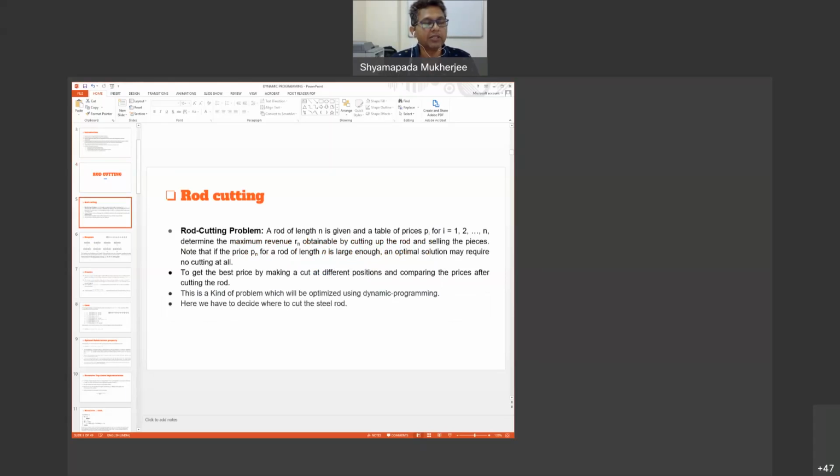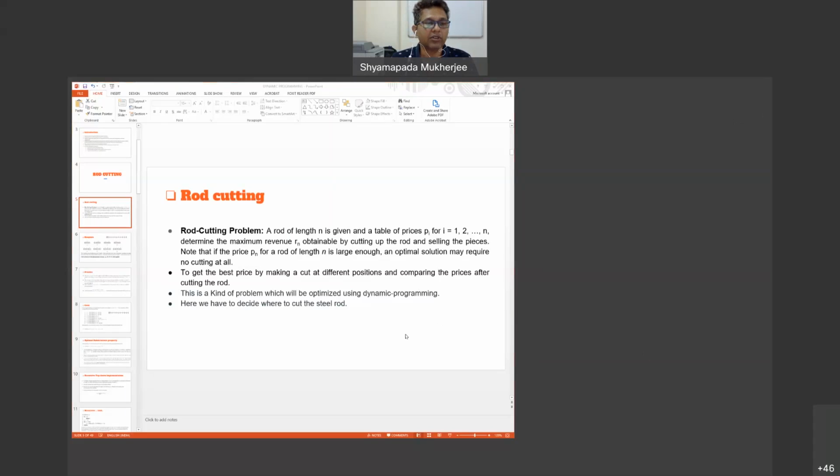The rod cutting problem is a simple problem. We have a rod of length 10 inches, or any unit, and we have a table of information which stores the prices for different lengths of the rod. Pi is the price for length i, where i may be 1 to n. So Pn denotes that, supposing the length of the rod is n, we are not dividing or cutting the rod at all.